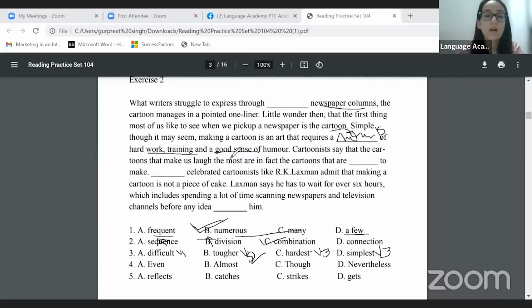So when they say cartoons that make us laugh the most, meaning the maximum laugh that we do on cartoons, it means third form of verb. Most is third form of verb. So we also need third form of verb. We cannot say cartoons which make us the maximum laugh are difficult to make. Every cartoon is difficult to make, or every cartoon can be difficult to make. This is not the writing style.